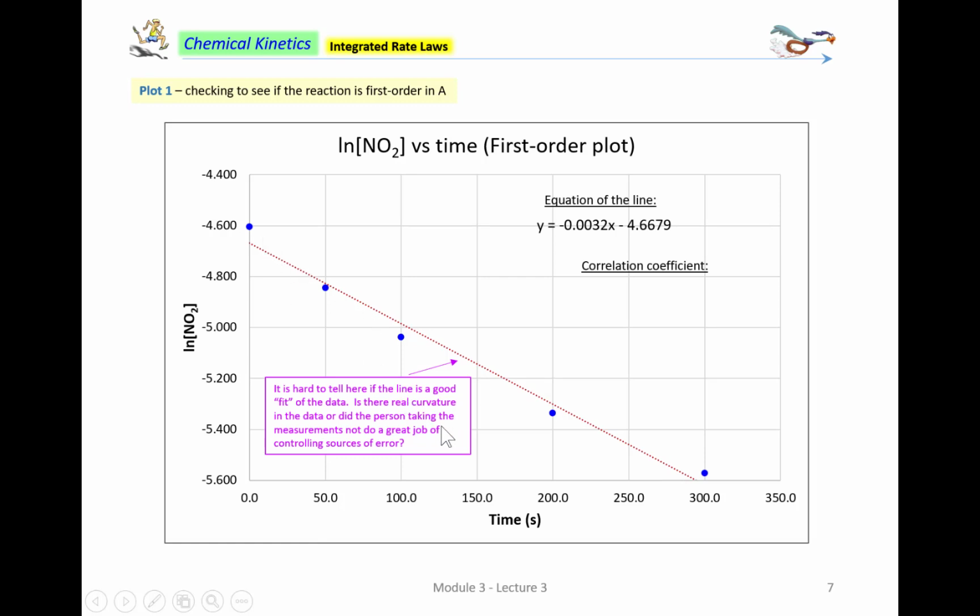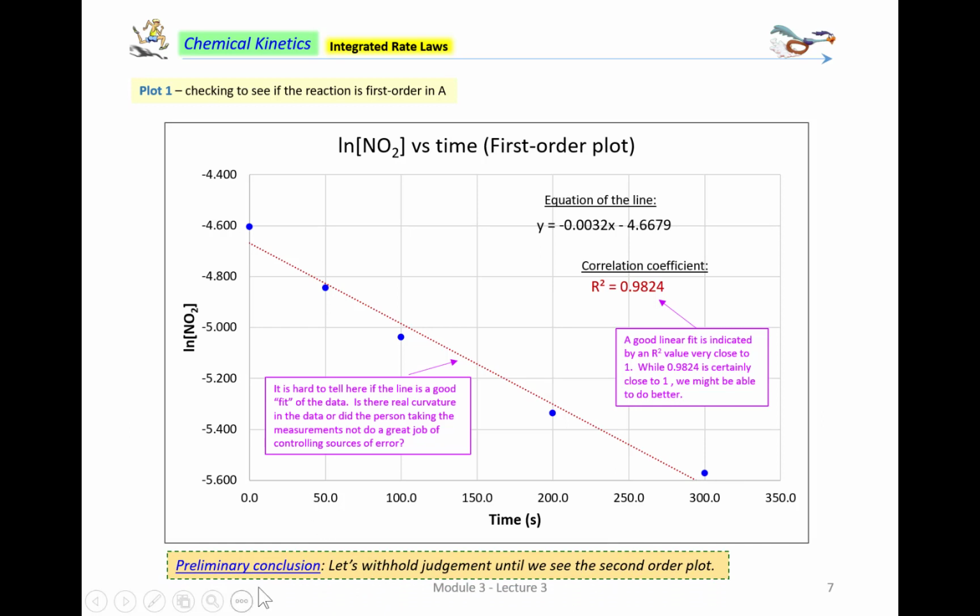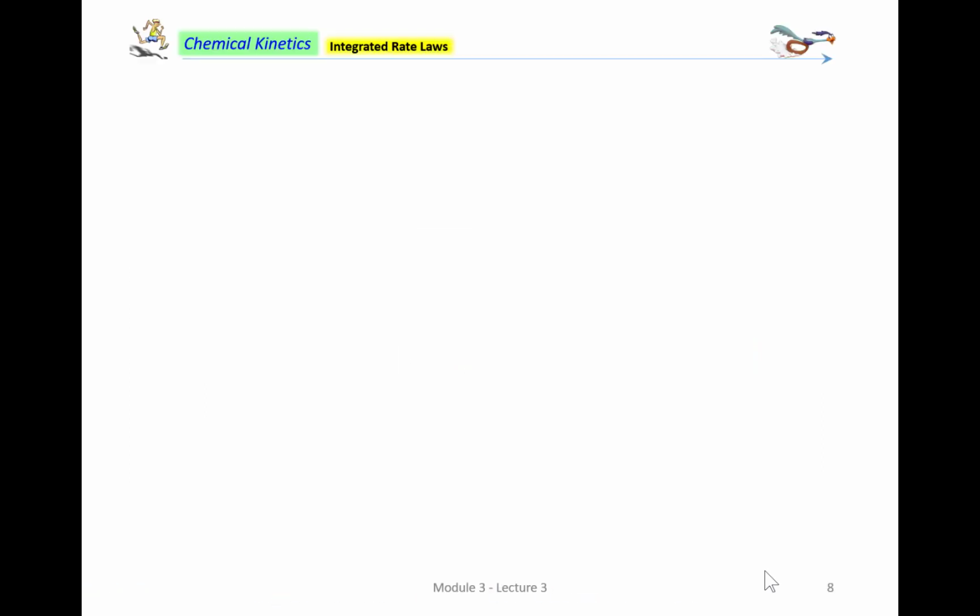Well, we can get some information by looking at the fit. We can also have Excel spit out this R squared, what's called a correlation coefficient. And if you recall, a good linear fit is indicated by an R squared value very close to 1. Well, 0.9824 certainly is close to 1, but we might be able to do better. So our preliminary conclusion here is, let's withhold judgment until we see the second order plot. Well, let's see the second order plot.